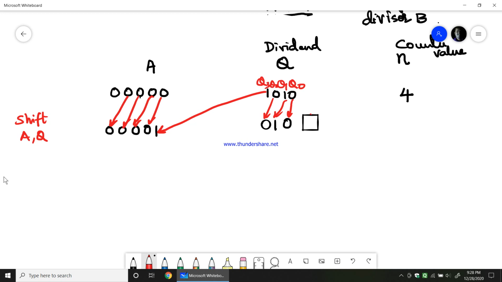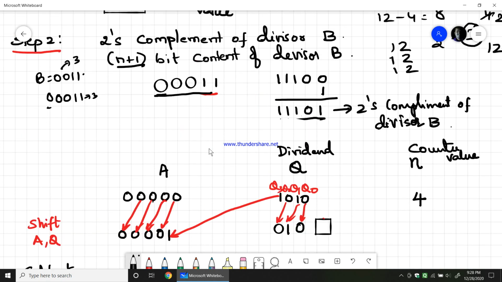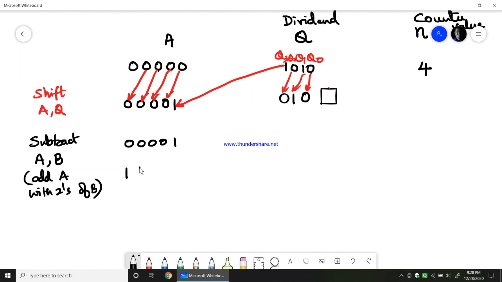Okay, now the next step is subtract. After shifting, subtract a with b. A with b is as good as adding a with 2's complement of b. Therefore we know a is this value 0, 0, 0, 0, 1. 2's complement of b, which we have already found to be equal to 11101. So we get 11101.